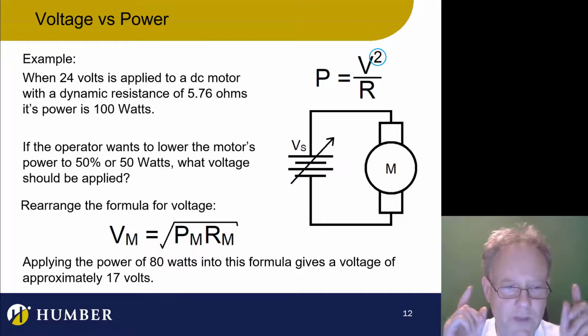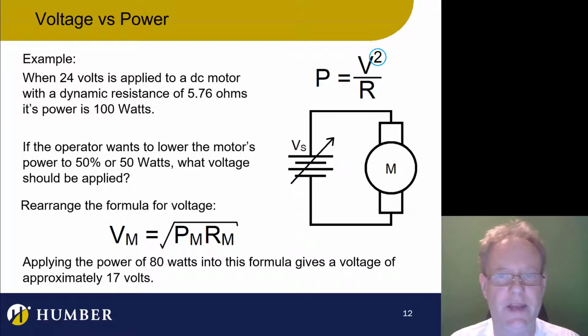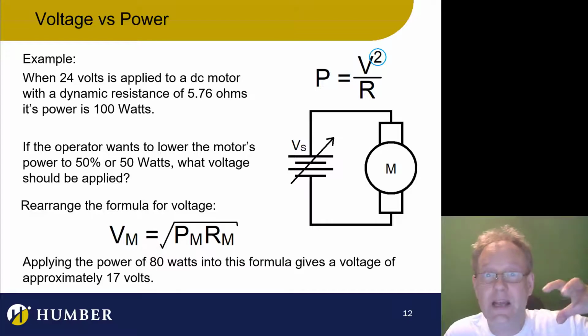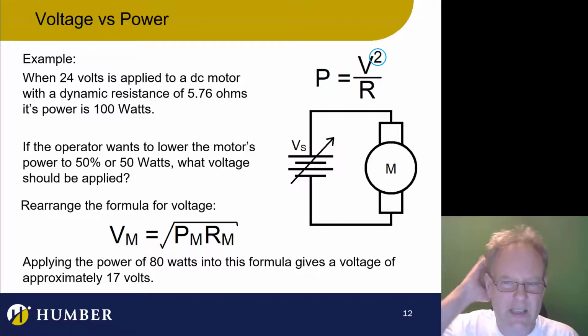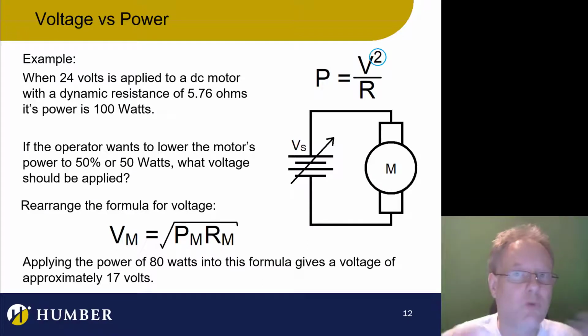The operator wants to lower the motor's power to 50%, or 50 watts. So what's the voltage that we need to apply to make that happen? Let's say we're running this motor at a particular wattage because it has a certain load on it. While it has that load and is running, the resistance is this. The problem is that when we slow it down or speed it up, the resistance changes. You see me scratching my head? It gets complicated. But we're just going to roll with this for now.